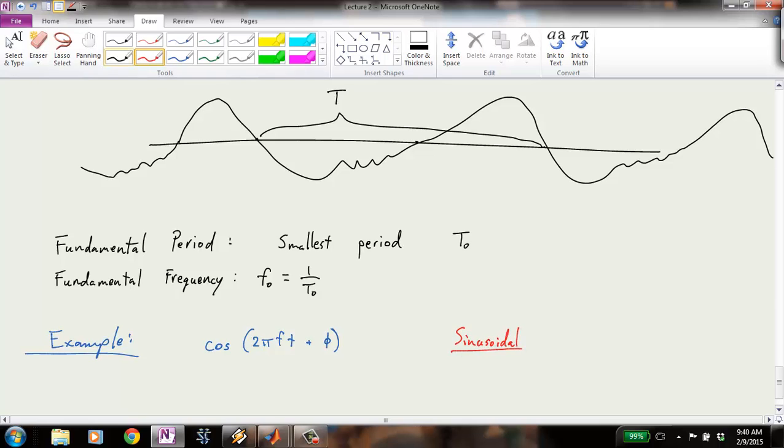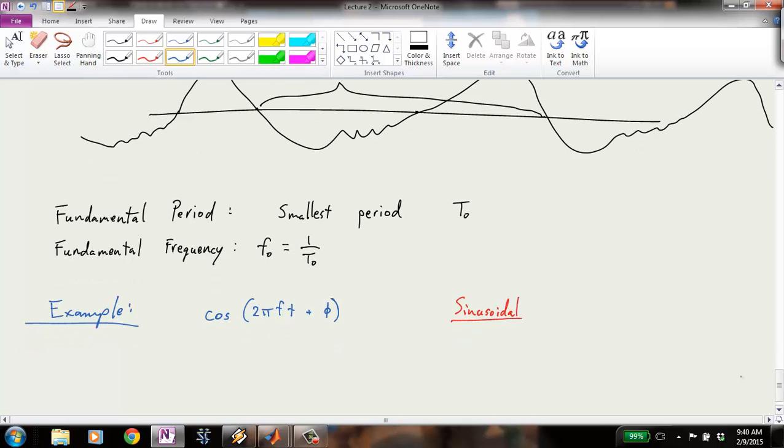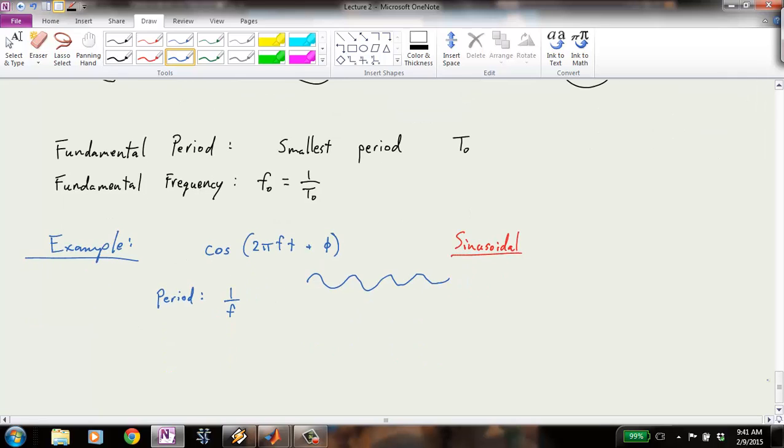Okay, and these functions are periodic. And what is the period of this function? How far does it go before repeating? We know what this looks like, right? That's what a sinusoid looks like. The phi there is not going to determine its period. 1 over f. So 1 over f is, in fact, the fundamental period. There's no smaller period. Okay?